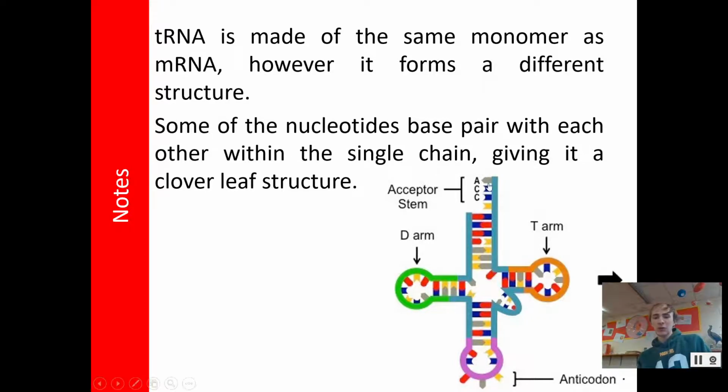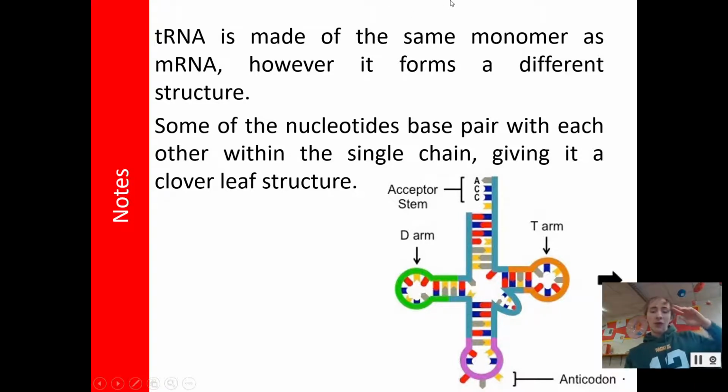Now, if you follow it around with your finger, you can see that it is still one chain. So you've got the blue bit, then the orange bit, then the blue bit, then the purple bit, then the blue bit, the green bit, and then the blue bit again. But it's all just one long chain. But every now and then you find that the chain folds back on itself and the bases form hydrogen bonds, forming this cloverleaf structure. Cloverleaf because it's got three leaves, if you like, attached to it, like a clover.